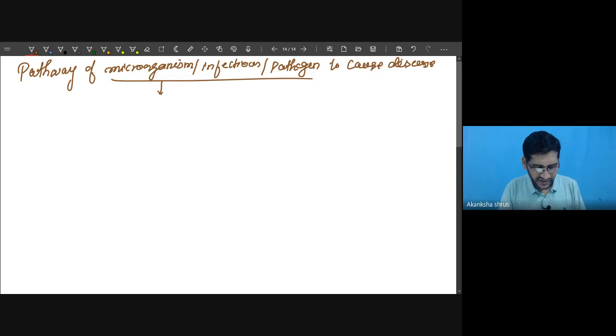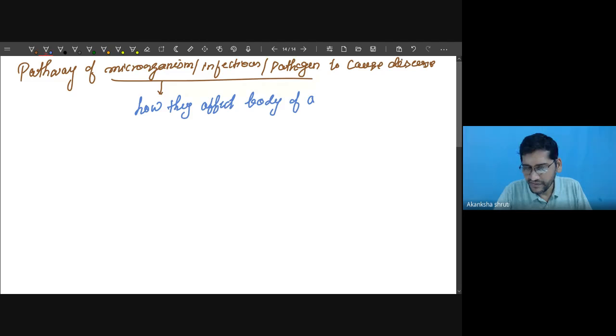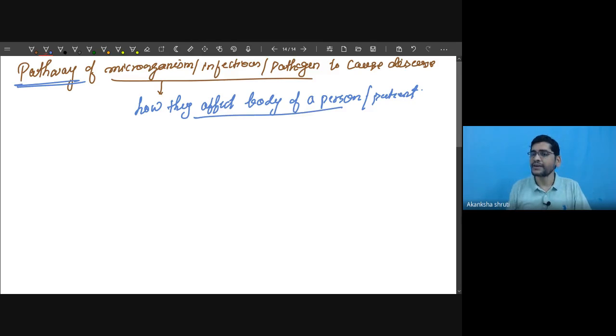So how they affect the body of a person or the patient, how they are affected. That is called your pathway. The process by which it affects the patient, that is called the pathway.